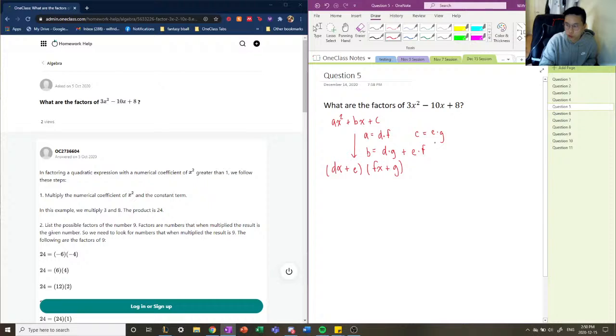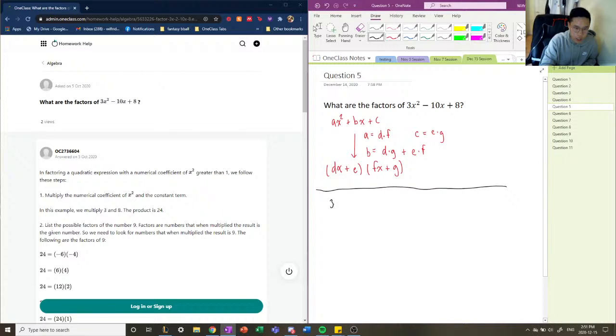Okay, so we're going to find d, e, f, g where these three equations are true. We're going to find factors of a and factors of c such that when d times g is summed with e times f, it makes coefficient b. This sounds really complicated, but when it comes down to it, it becomes really simple. So we're going to do our actual question now.